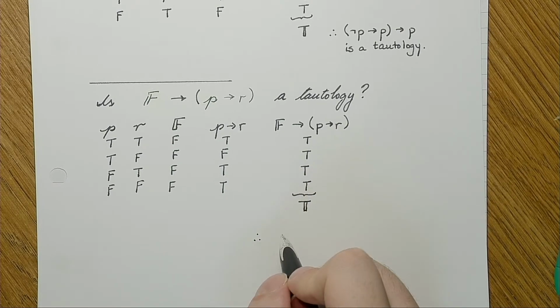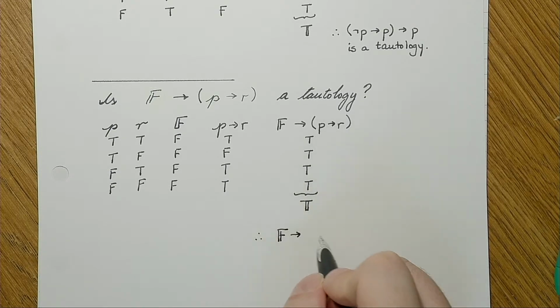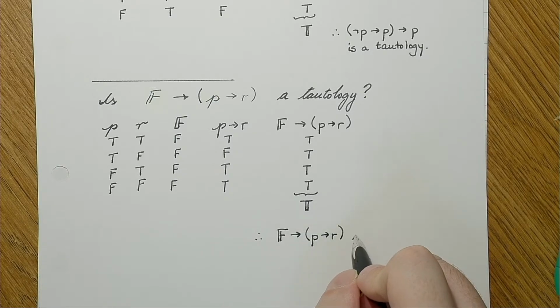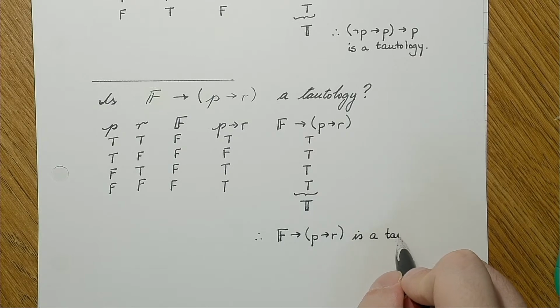So therefore, a contradiction implying P implies R is a tautology.